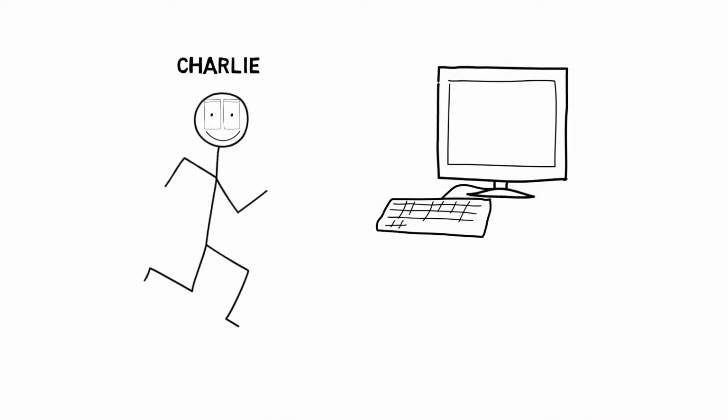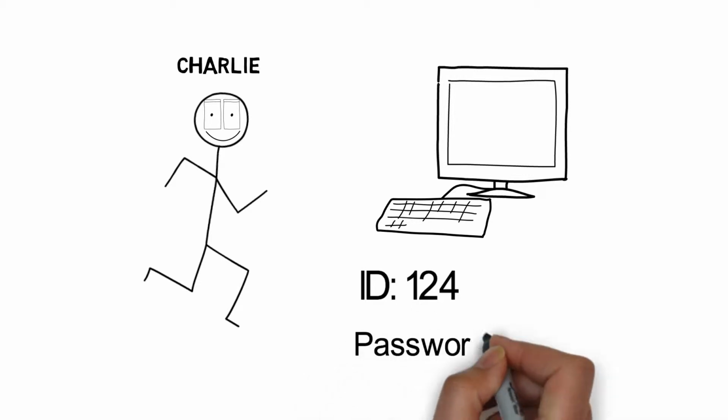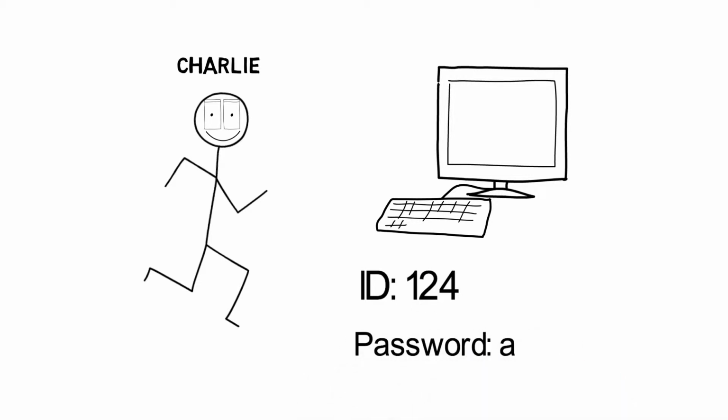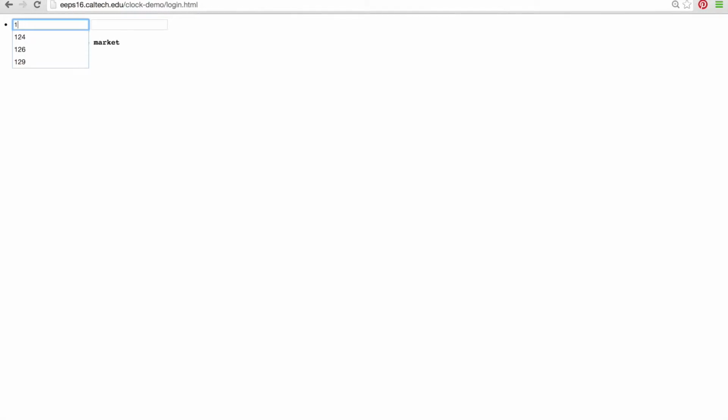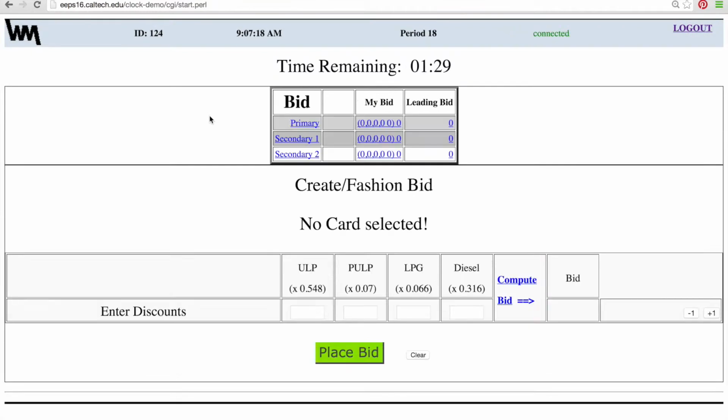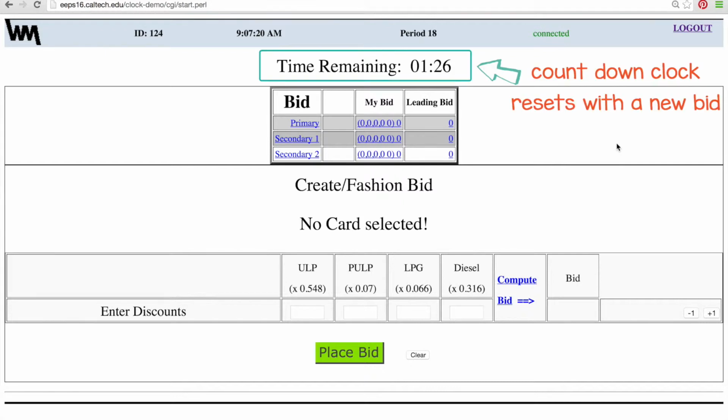On Charlie's personal bidding information, he can see his login ID and his password. He enters his ID and password into the auction system and logs in. Let's freeze the auction here and talk about some of the features on the screen. On the auction screen, Charlie can see what's happening in the auction up the top, and he can enter his bids in the middle. Here we have the auction clock. It counts down, and every time a new bid is entered, it's reset. When the auction clock reaches 0, the auction ends.